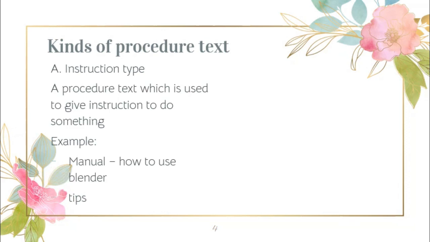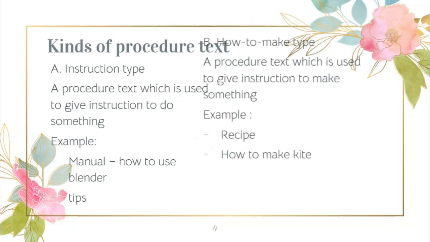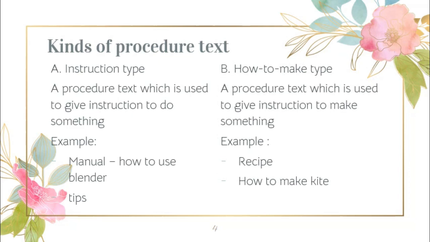Or we also have tips. And the second type is how to make type. Jadi tipe text procedure yang membuat atau menghasilkan sesuatu. So a procedure text which is used to give instruction to make something. For example, contohnya recipe, resep, or how to make kite, cara membuat layang-layang dan lain sebagainya.